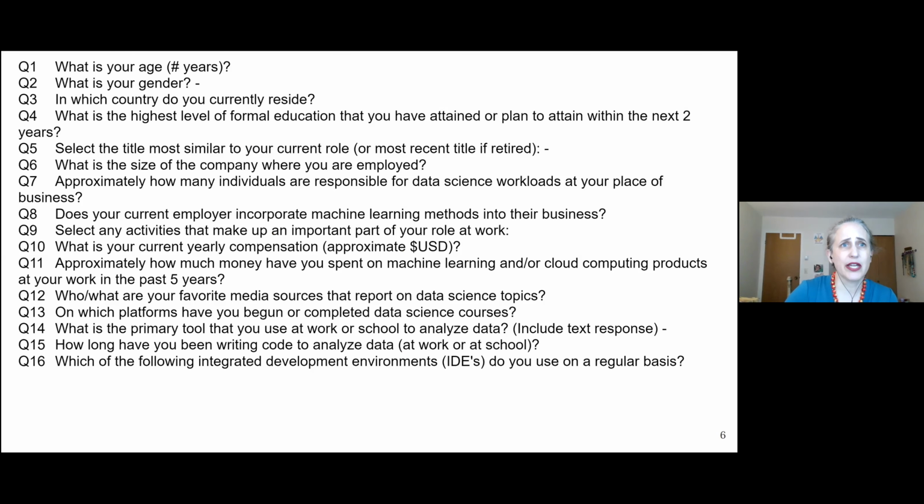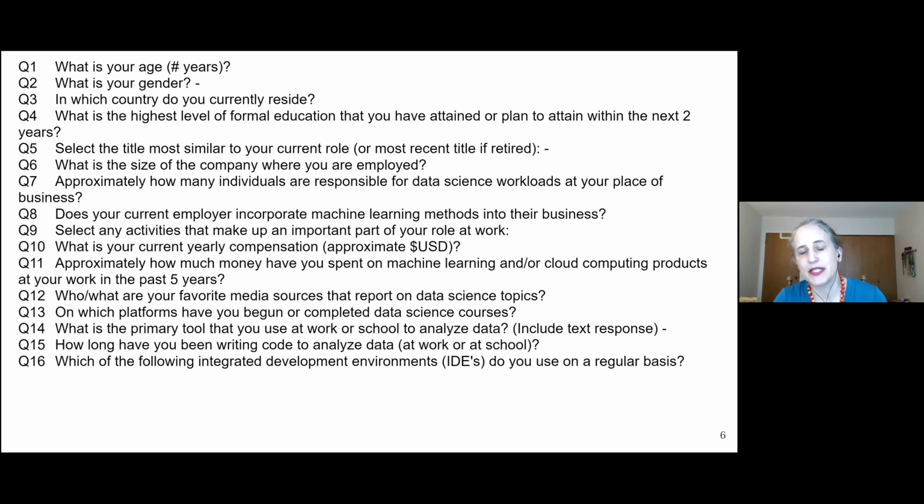So looking at the questions, there are 34: age, gender, country where you currently reside. There's no data on country of origin or nationality. Highest level of education, job title, size of company, number of people responsible for data science workloads at your place of business. Does your current employer incorporate machine learning methods into their business? Activities that make up an important part of your role at work. Select all that apply.